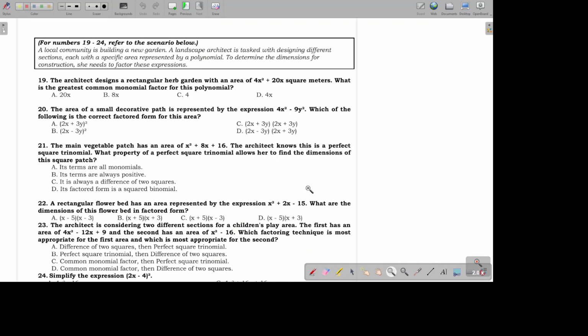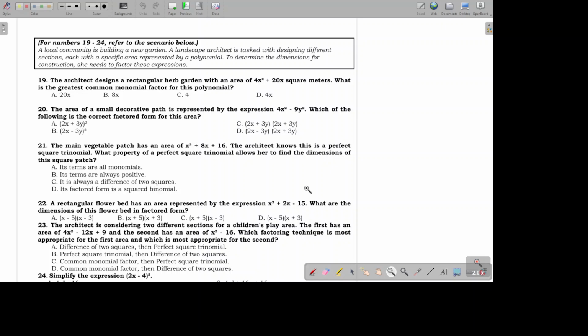So for number 19, we have a situation. It says here, a local community is building a new garden. A landscape architect is tasked with designing different sections, each with a specific area represented by a polynomial, to determine the dimensions for constructions. She needs to factor these expressions. Number 19. The architect designs a rectangular herb garden with an area of 4x squared plus 20x square meters. What is the greatest common factor for this polynomial?